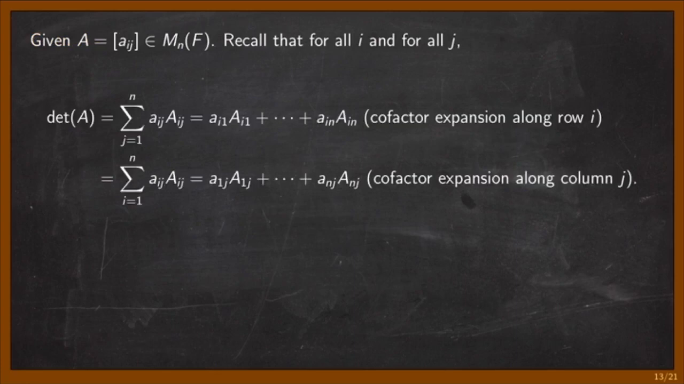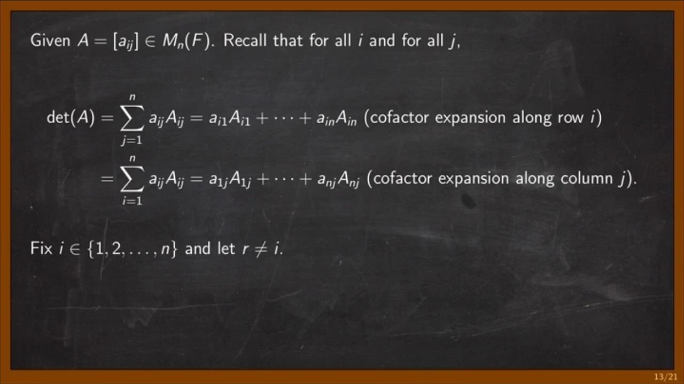Now recall that for all i and for all j, we can expand the determinant of A along any row, in this case row i. This is what we call the cofactor expansion along the row i. Or you can even expand along any column. So this is the cofactor expansion along column j.